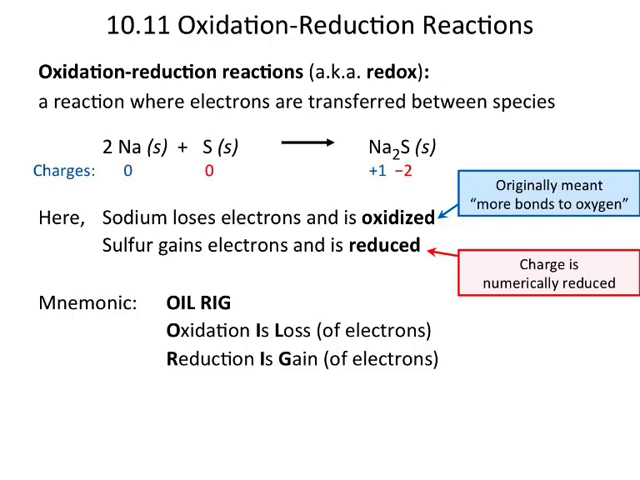There are some mnemonics you can use. The one that I typically recommend is OIL RIG. Oxidation is loss of electrons, and reduction is gain of electrons. And so I think that works pretty well. So you can use the mnemonic if you like. Again, I just remember what's reduced, that means the charge goes down, and I can usually figure it out from that.